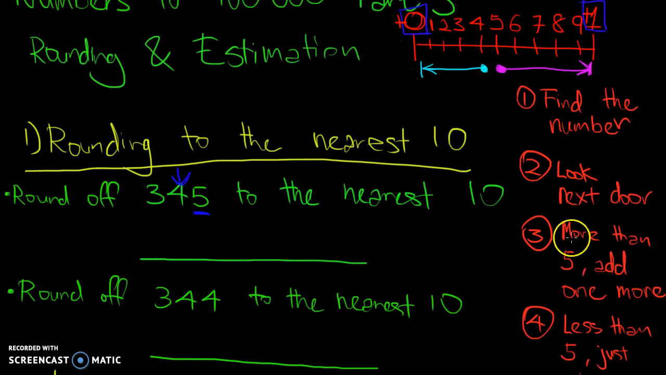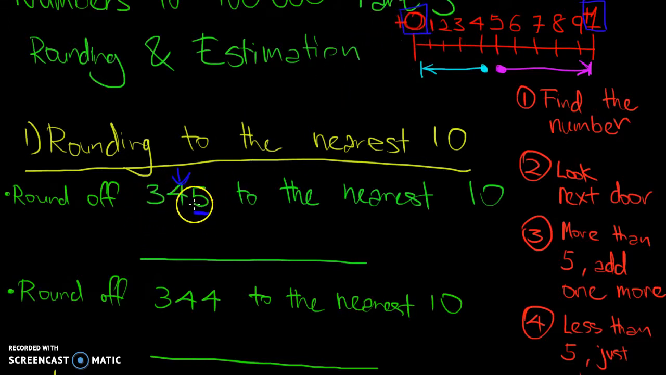If it's 5 or more, you add 1 more. What does it mean? It means Mr. Important plus 1 now. And if it's less than 5, just ignore. If the number beside it is 4 and below, you just ignore, which means you plus 0.